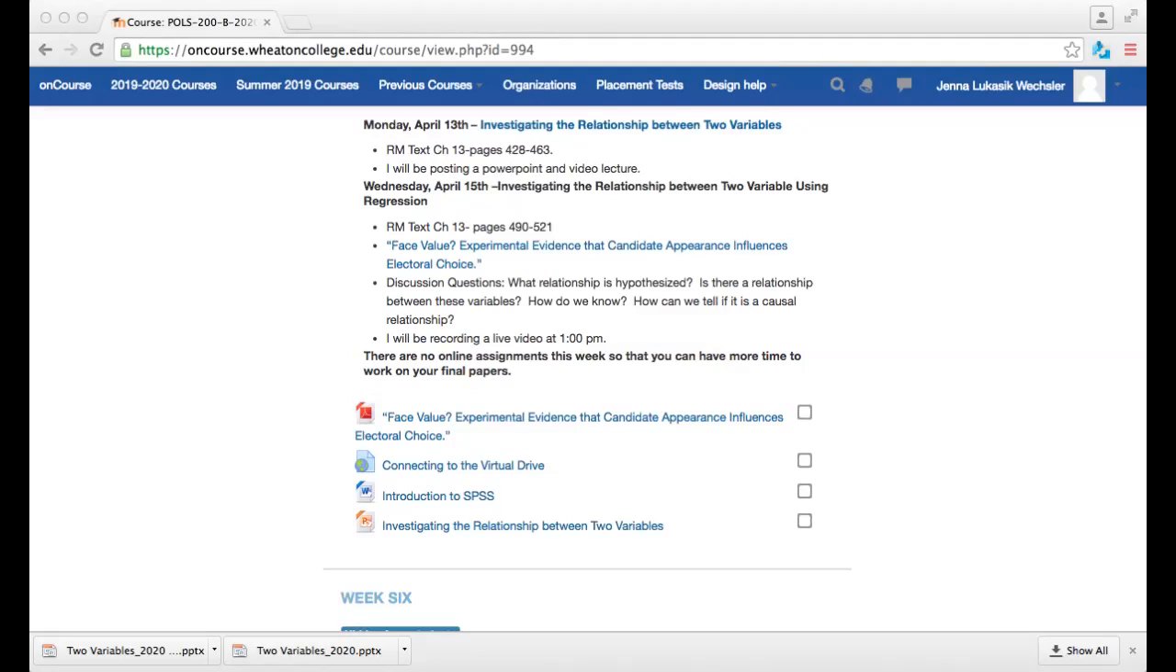So in a way, you'll see that this lesson is building on some of the material we covered in chapter 12, and it's showing a specific way to approach hypothesis testing.